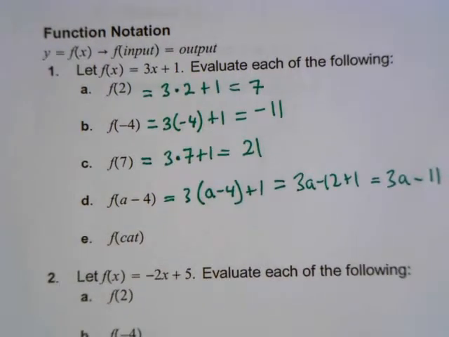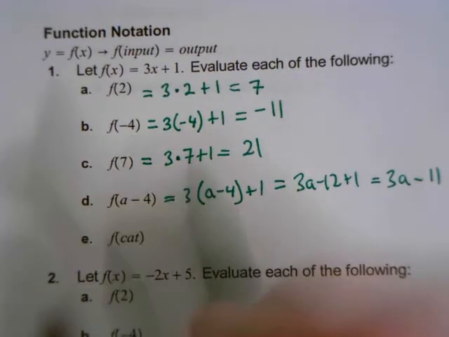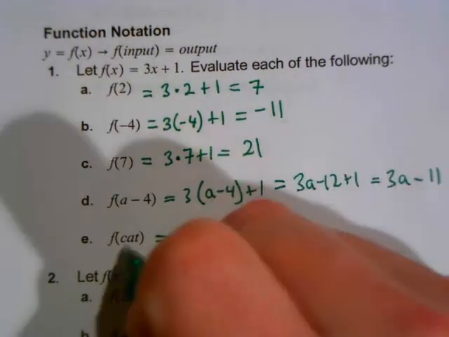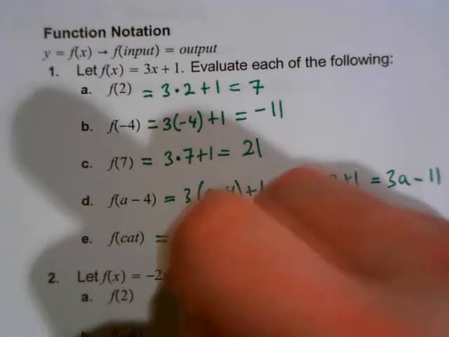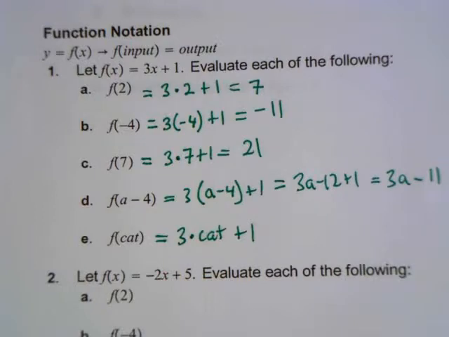This last one, this one's silly, but I like to point out that the symbol does have a meaning. What this symbol means is don't write the letter x, rather write the word cat. So what this symbol tells you to do, this is 3 times cat plus 1. I have no idea what that means. It has no meaning, actually. But it's a good example of what function notation means. Function notation means simply plug it in. Don't multiply by it. Don't do anything else with it. Just plug it in.